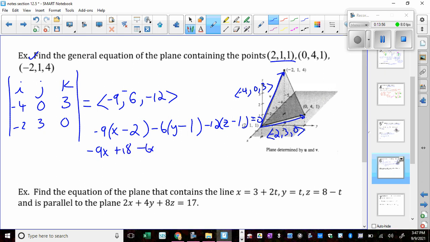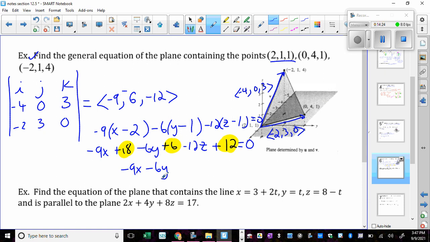I get negative 9x plus 18 minus 6y plus 6, and let's see, minus 12z plus 12 equals 0. So you should work this out. You can't just leave it like it was earlier. All right, so this is what I mean by you have all these constants. So notice that you have this 18, this 6, this 12, and they can be positives and negatives just depending on the problem. So let's collect them all onto the right side.